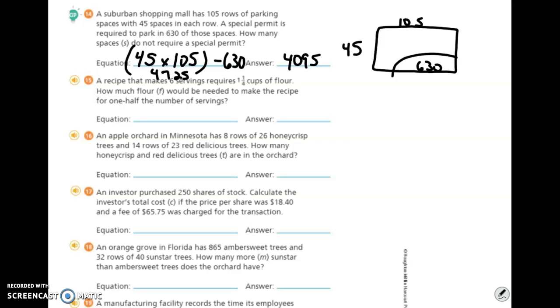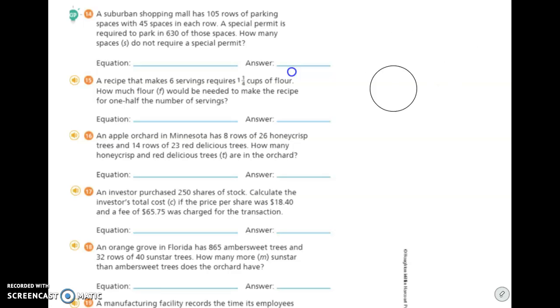4,725 parking spaces. And then 630 of them are special permit ones. So I'm subtracting those off. My total, 4,095. All right.